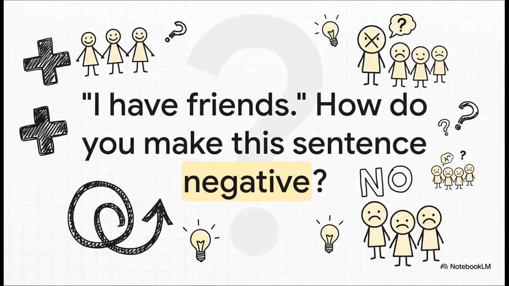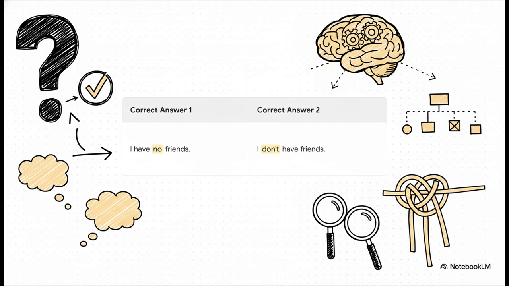Okay, to get us started, let's take a really simple positive sentence. I have friends. How would you flip that around to say the opposite? Go ahead, take a second, think about it. What's the first thing that pops into your head? You might be surprised that there's actually more than one right answer here. So, what's the answer? Well, you could say, I have no friends, or you could say, I don't have friends. And guess what? Both of them are 100% correct.